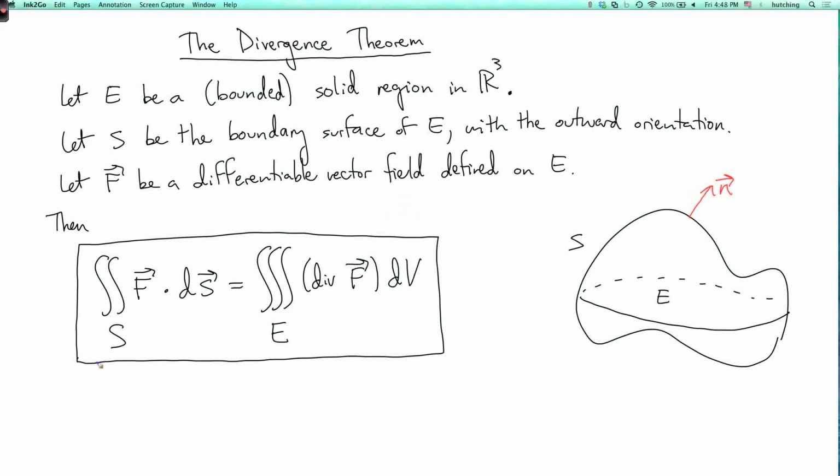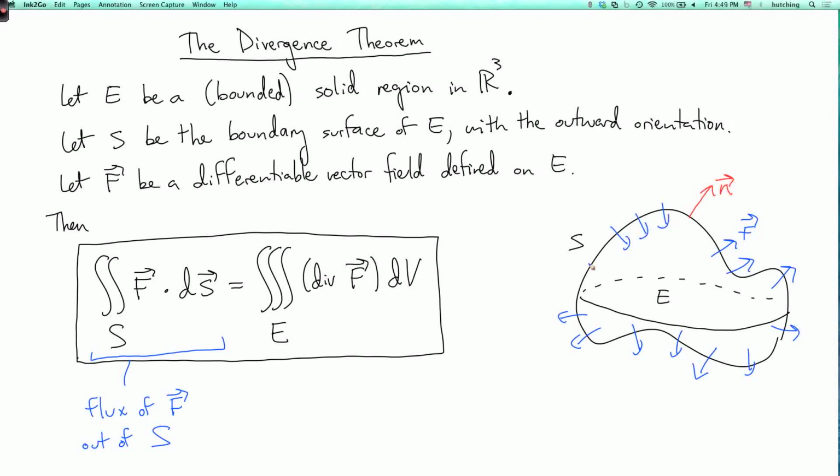So remember that the left-hand side here measures the flux of F out of S. So it measures the extent to which the vector field F is pointing out of the region E along its boundary. These arrows that I'm drawing here would all give you positive contributions to the outward flux. Maybe at some points the vector field is pointing in towards E, and those parts of the boundary would give you negative contributions to the outward flux.